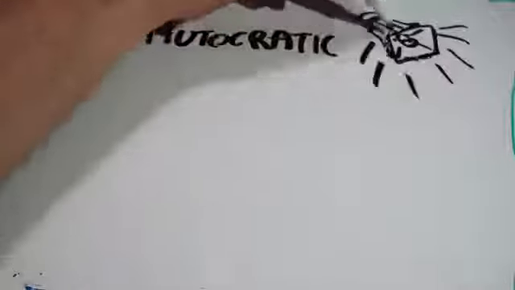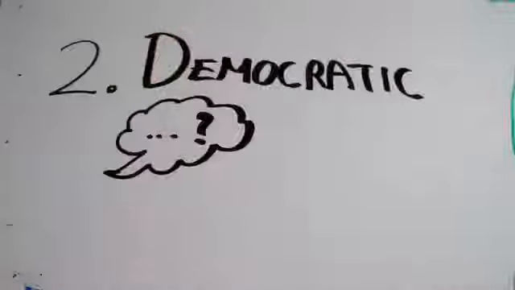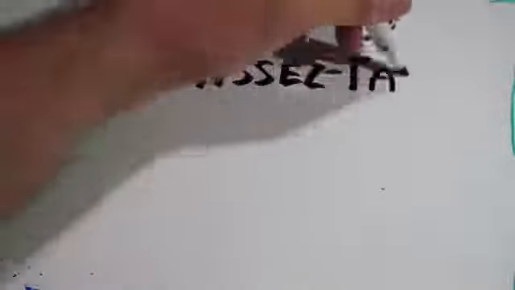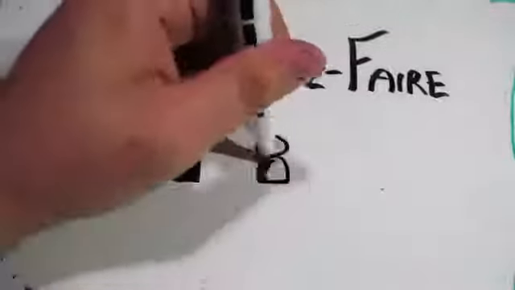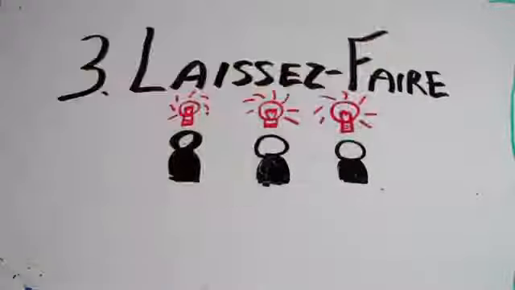1. Autocratic leaders. These make decisions without consulting their team members. 2. Democratic leaders. These include team members in the decision-making process. 3. Laissez-faire. These leaders give their team members a lot of freedom in how they do their work and how they set their deadlines. They mostly provide support.